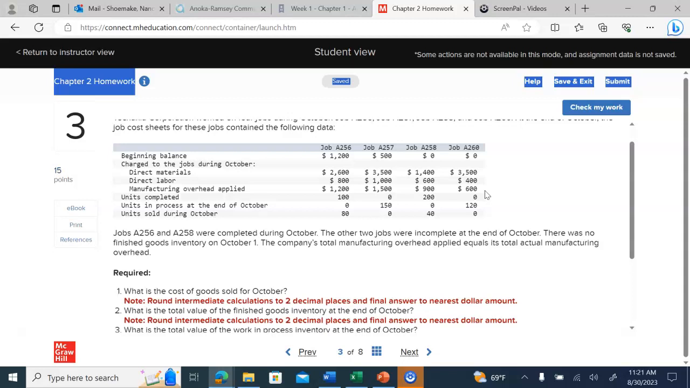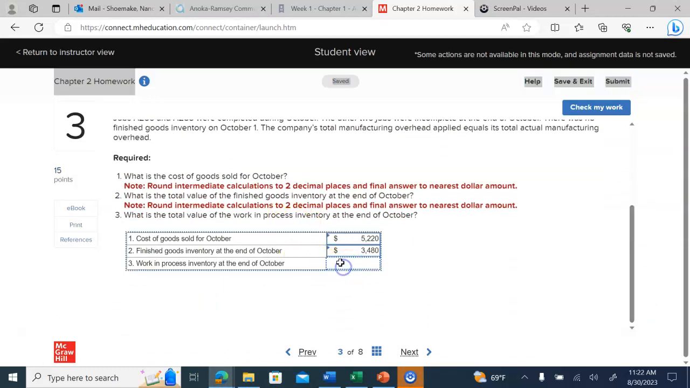So the work in process is going to be, we began with 500. We have direct materials, direct labor, and manufacturing overhead. So the 535, that's got to be 6,500 there. And the job A260, it's got to be 4,500. So the 6,500 from job 257, the 4,500 from A260, 65, 45, 11,000. Does that make sense? How we're calculating these?